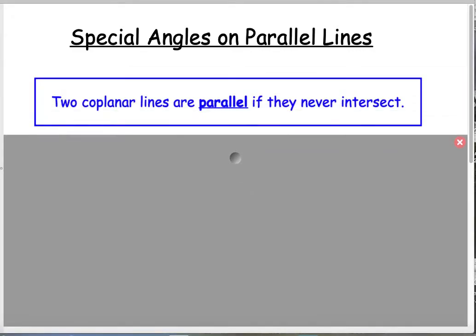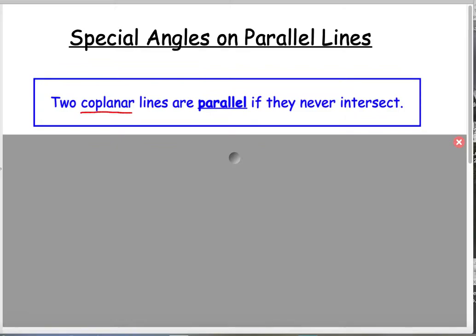Today we're going to focus on parallel lines and the angles that are associated with those. So let's start with a definition. Two coplanar lines are parallel if they never intersect. And of course, this word is very important. That means that they lie on the same plane.